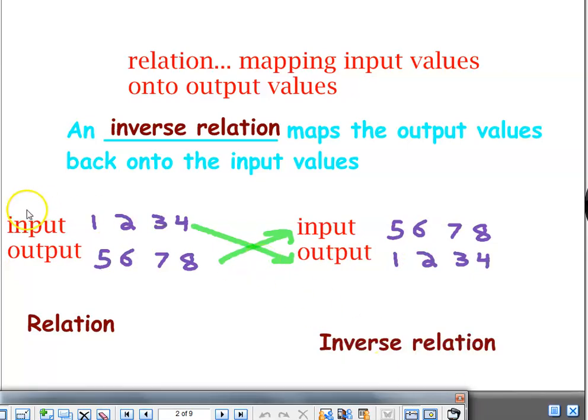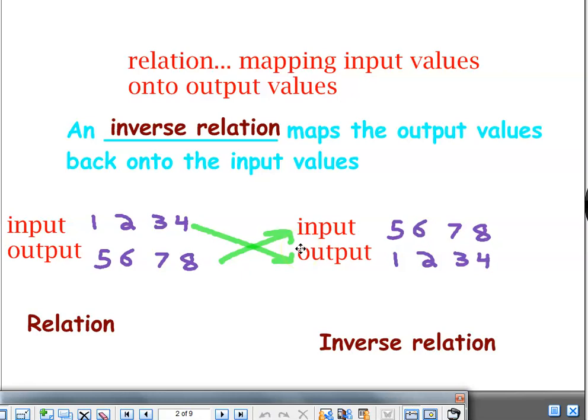So for instance here, if I had a relation where I input a 1 and I got back a 5. If I input a 2, I got back a 6. Input a 3, get back a 7. If I input a 4, I get back an 8. The inverse would be now if I put in a 5, I get back a 1. It flips them around, so to speak.